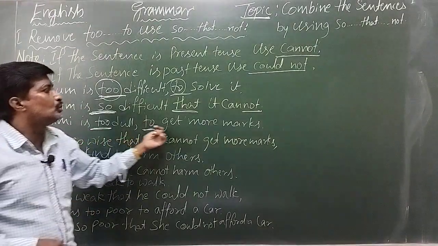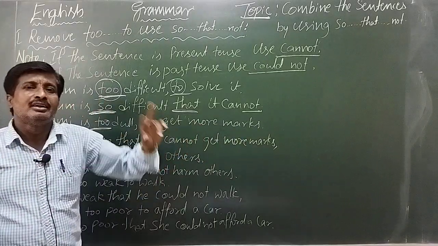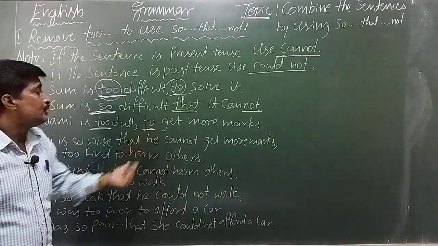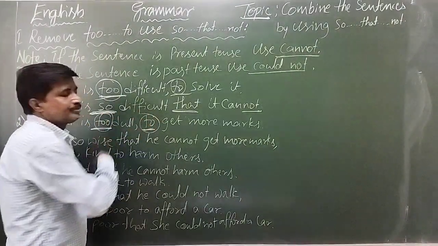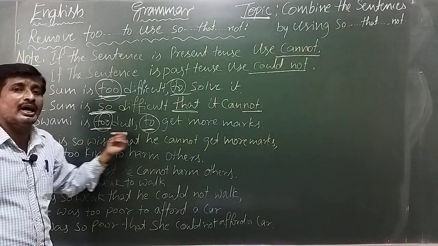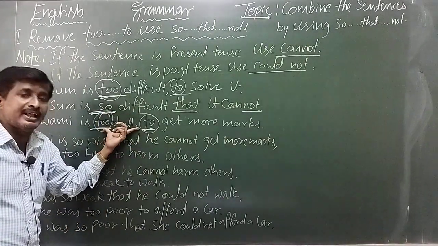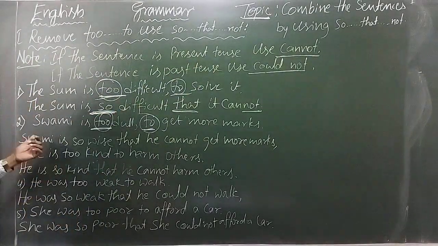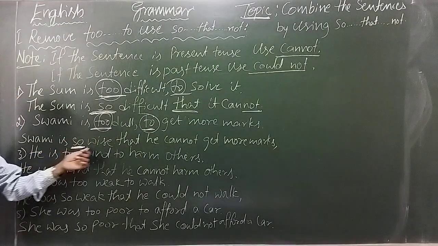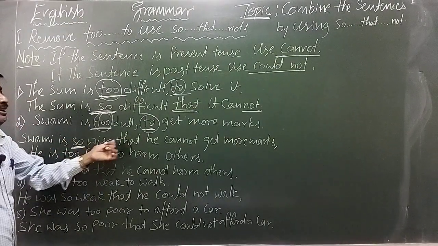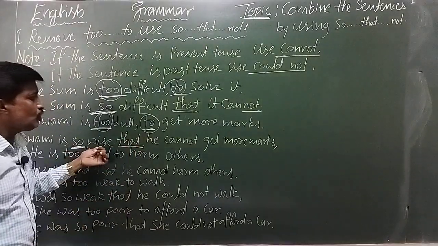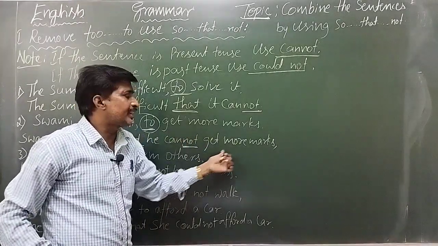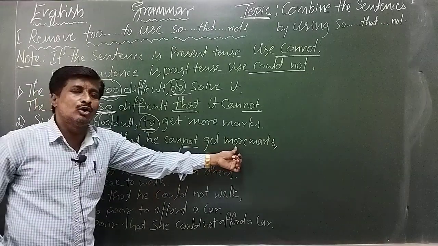Swami is too dull to get more marks. You will combine the pair of sentences by using too. No problem. But here you have to remove these, too and to. And in this place, you have to use so that not. Come on. Swami is so wise that he cannot get more marks.